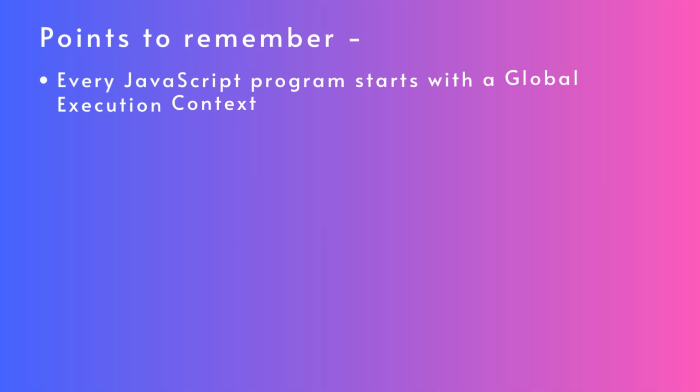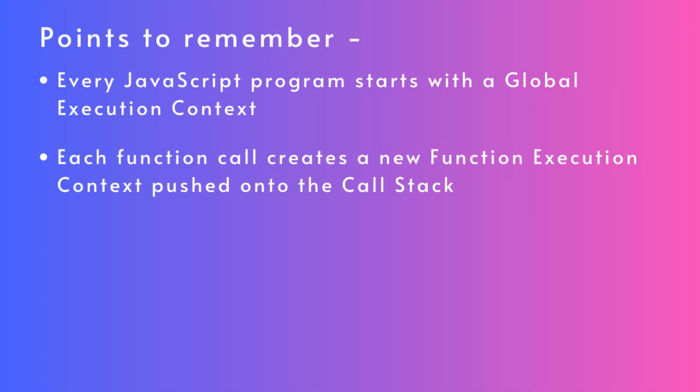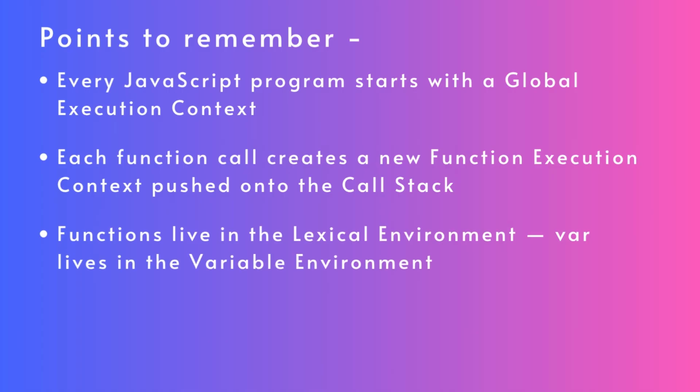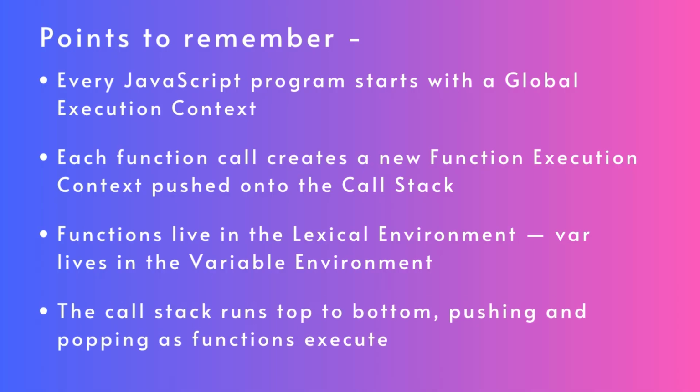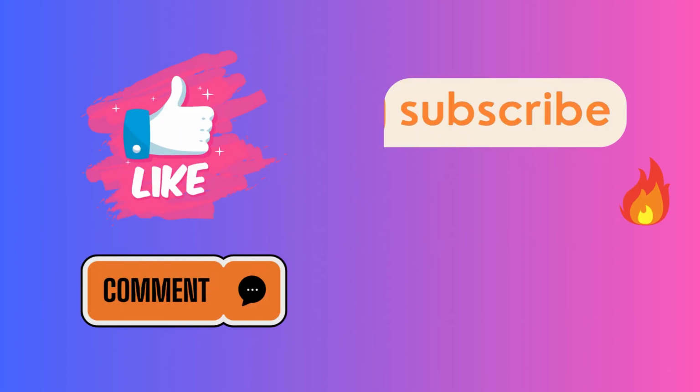Let's quickly recap what we just learned. Every JavaScript program starts with a global execution context. Each function call creates the new function execution context, which is pushed onto the call stack. Functions live in the lexical environment, and var lives in the variable environment. The call stack is last in first out, which means it runs top to bottom, pushing and popping as functions execute. Most developers memorize how JavaScript behaves, but not why. You now understand the why.